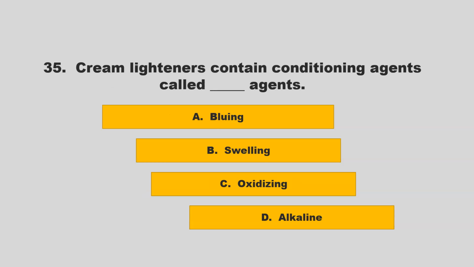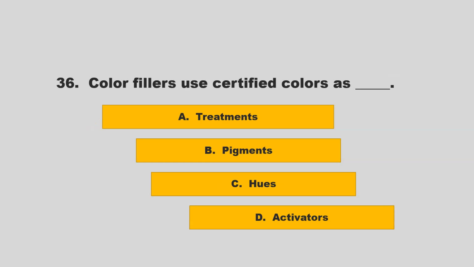Cream lighteners contain conditioning agents called blank agents. Is it bluing, swelling, oxidizing, or alkaline? If you chose A, bluing, you are correct.